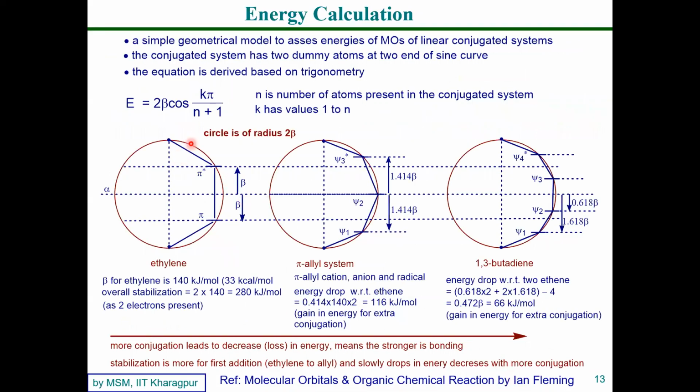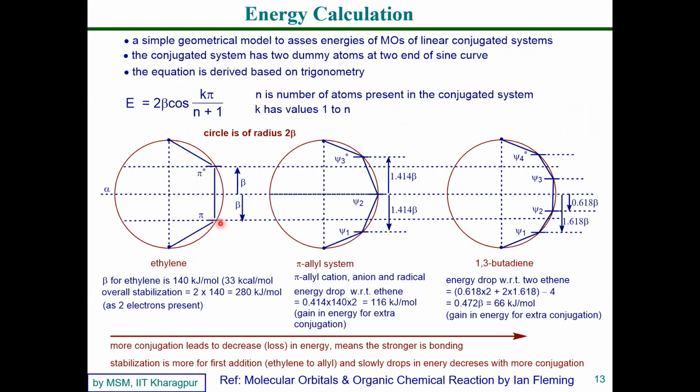So now we have discussed the ethylene system. The beta value is roughly around 140 kilojoule per mole or 33 kilocalorie per mole. So overall stabilization, how much will it be? If this is beta, then in this bonding orbital there are 2 electrons.